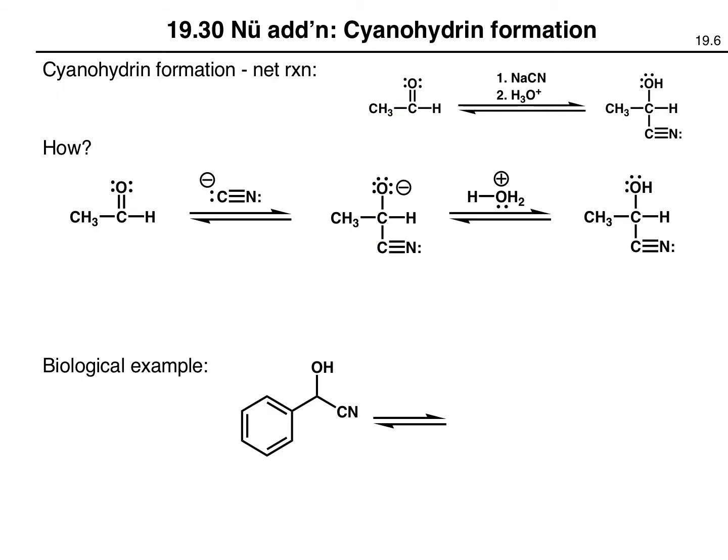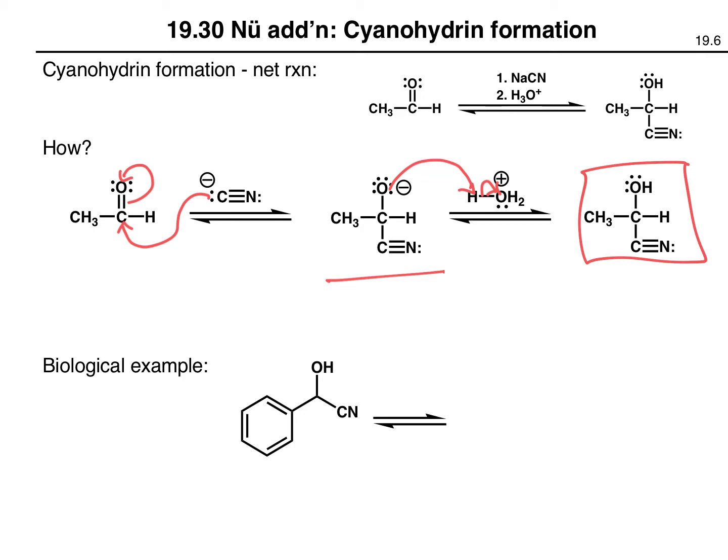So as we consider cyanohydrin formation, the net reaction is shown here. An aldehyde is treated with sodium cyanide followed by H3O+ to give a cyanohydrin. But let's think about this mechanistically. How does this work? Well, cyanide acts as a nucleophile, shares its electrons with the carbonyl carbon, pushing these electrons up onto the oxygen, giving this intermediate. And then with aqueous acid workup, the oxygen can grab a proton from H3O+, push those electrons onto water, and we form the cyanohydrin.